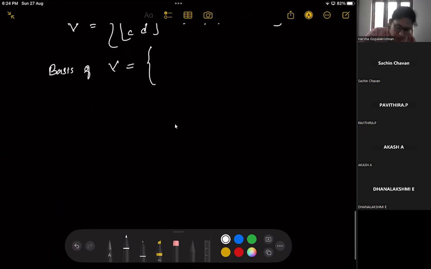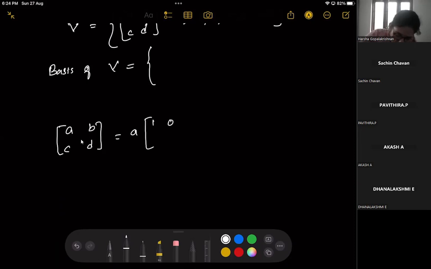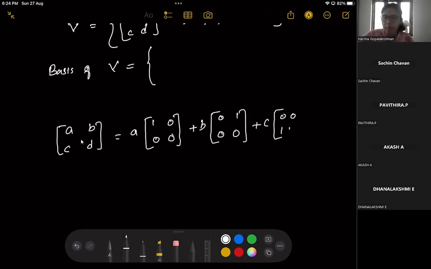First, I am taking any element [A, B; C, D] in V. So we have here 4 variables A, B, C, and D. Each can vary in R. So if I am taking A outside and I am writing [1, 0; 0, 0] plus B [0, 1; 0, 0] plus C [0, 0; 1, 0] plus D [0, 0; 0, 1]. I can write like this, right?